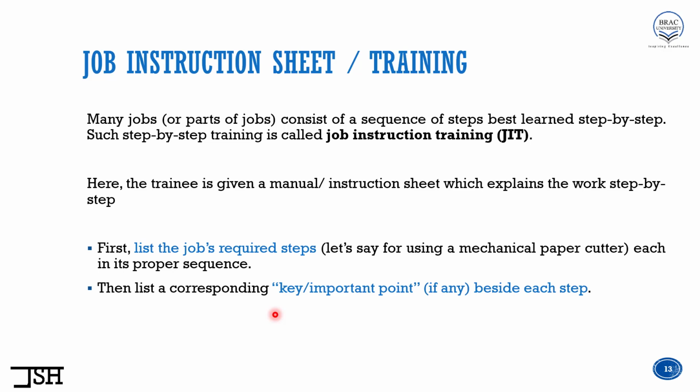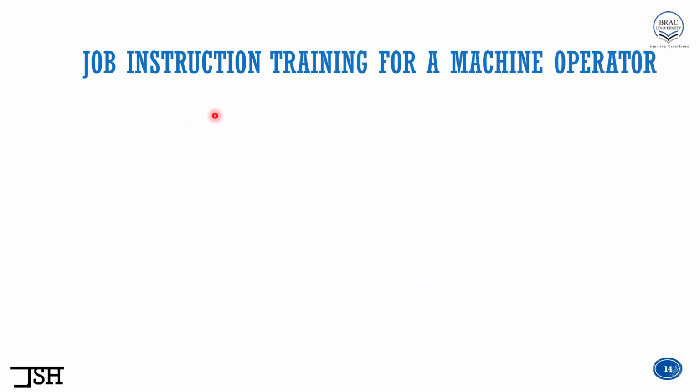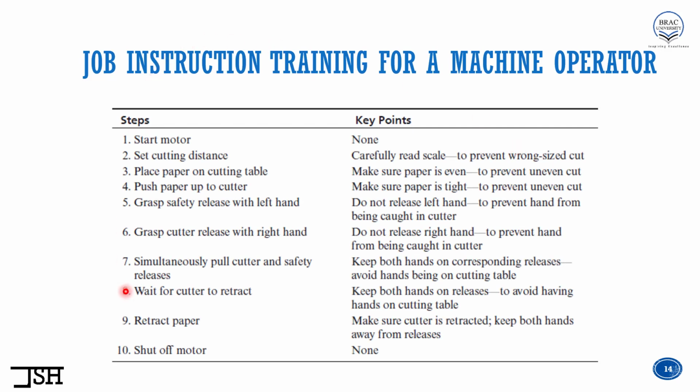Now let's take a look at the example here. Let's say we are going to prepare a job instruction training or a job instruction sheet for a machine operator. And let's assume this machine is a paper cutting machine. So we cut papers of different sizes using this machine. How do we prepare a job instruction sheet for this job? Here is a list of all the steps in operating a machine. Now for illustration purposes, I'm going to explain the first 3 steps here. Once you understand these 3 steps and how they work, you will easily understand the rest of the instructions here. So let's go through it step by step. The first step in operating this machine is to start the motor.